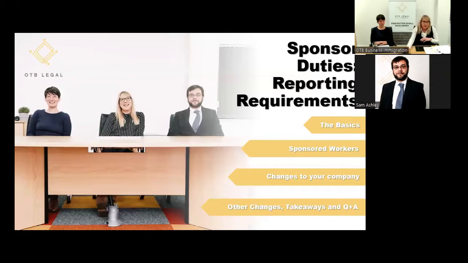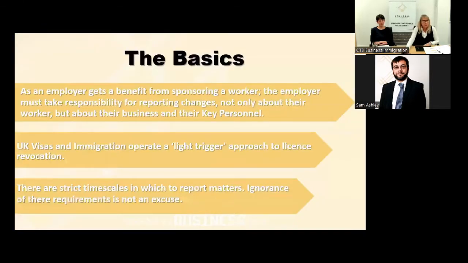So as I said, today we're talking about reporting requirements for existing sponsors. Now, as a sponsoring organisation, you get the benefit of international employment. So the Home Office expects you to take your responsibilities towards your sponsor duties very, very seriously. It's really important that you are aware of your reporting conditions and obligations. Some of them are subject to quite tight deadlines, and it's important that you are familiar with them.